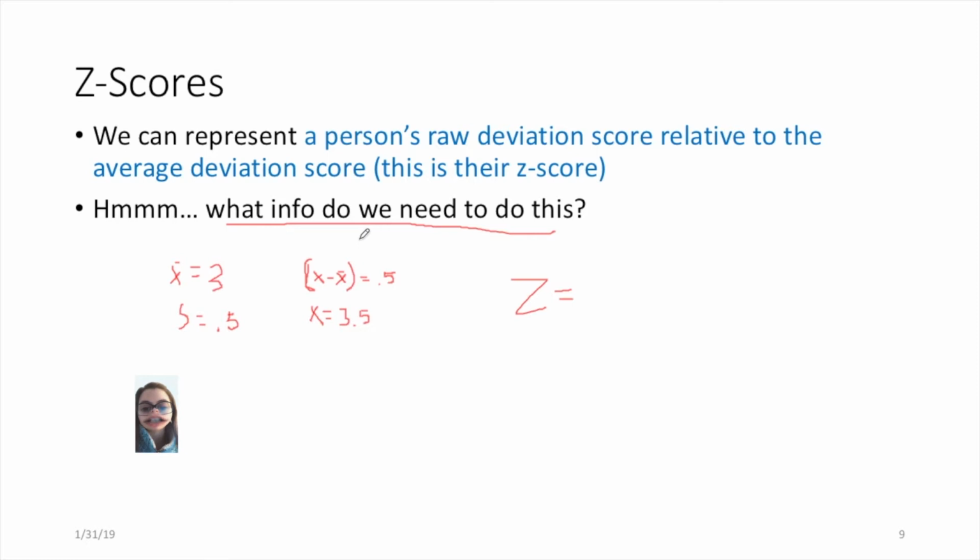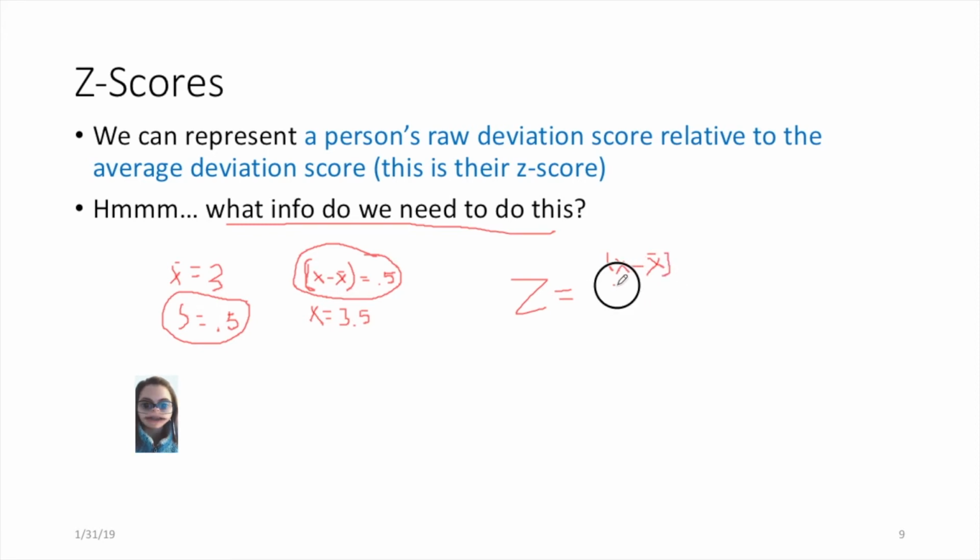So what information might we need to calculate the z-score? Normally I would ask you this question, but I will tell you, we need the person's raw deviation, so we need to know how much they deviated from the average, and we need to know the standard deviation. And then we can say, okay, how much did they deviate, or how much did they differ from the average relative to the typical person in the sample?